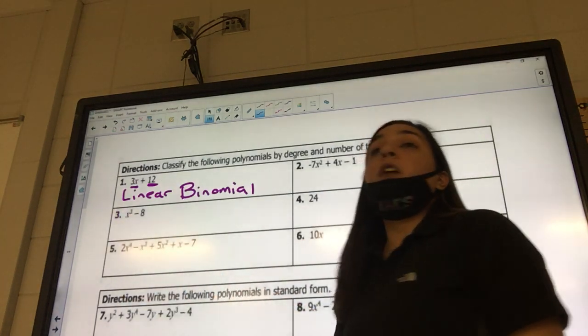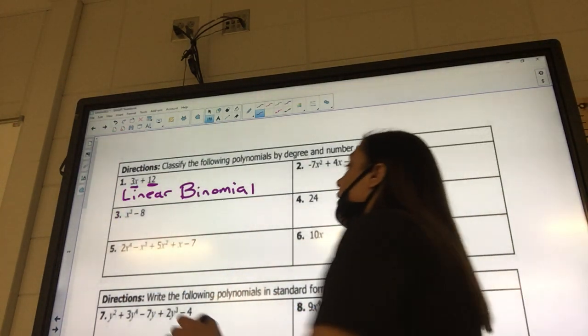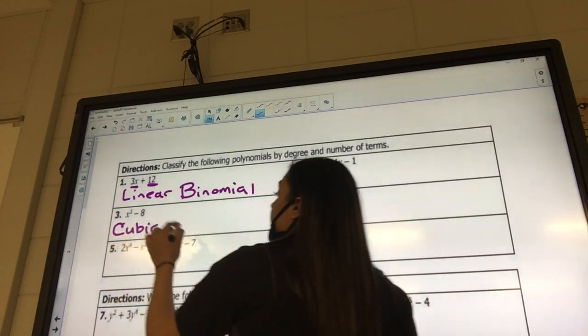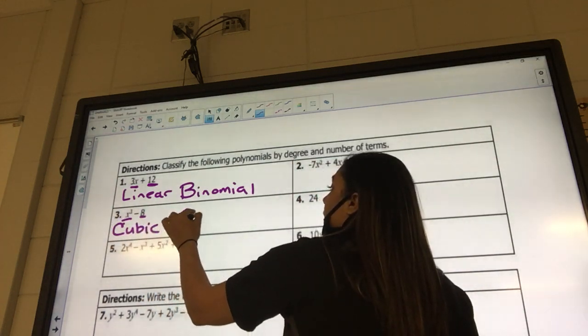Okay, look at 3. What is the highest exponent? 3, so it's going to be cubic. And how many pieces? Binomial. There's 2, so 1, 2, so it's going to be called a binomial.